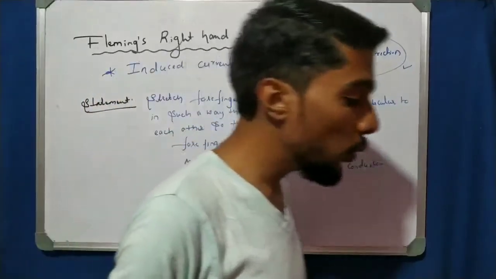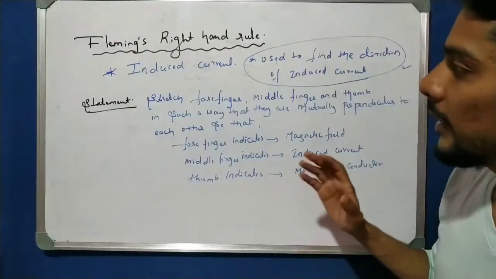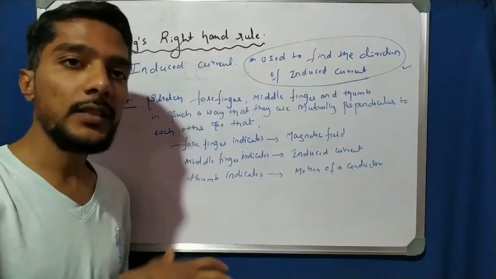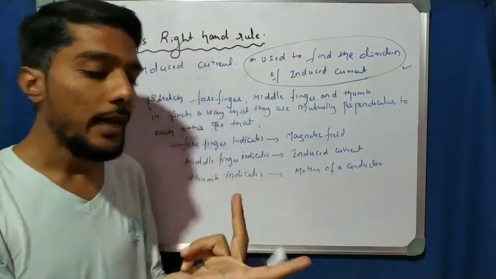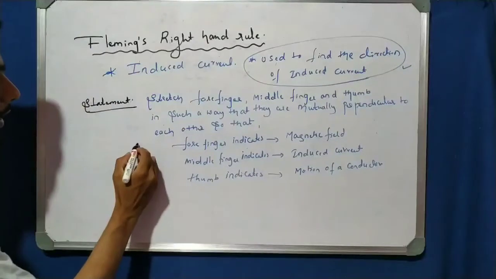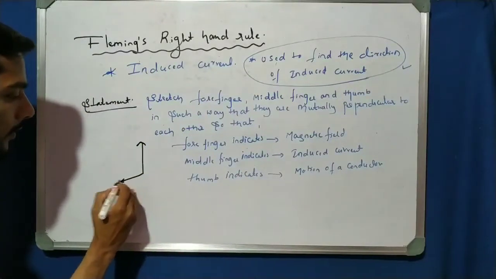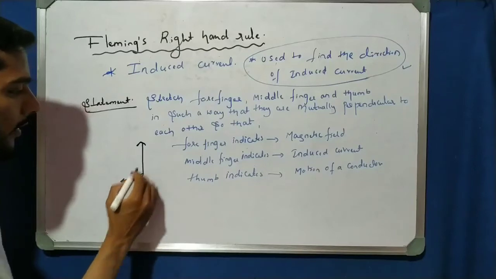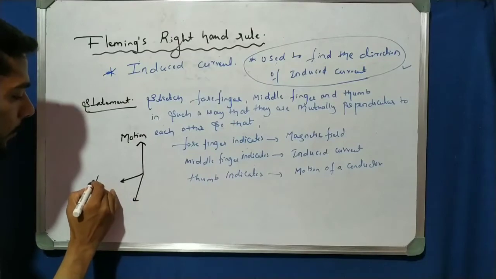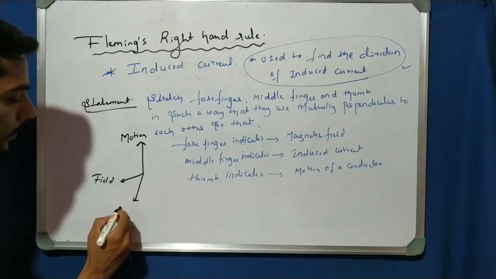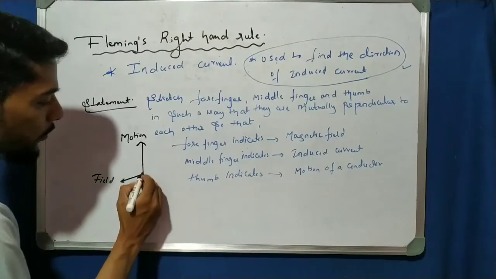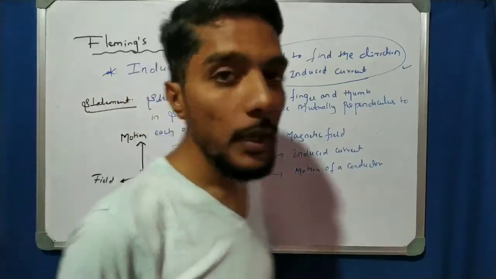So it is simple, there is no difficulty here. This simple statement is called the Fleming's right hand rule. So we use again three fingers, thumb, forefinger and middle finger, and they must be mutually perpendicular to each other. If I draw the diagram, this is the thumb, this is the forefinger, and this is the middle finger. The thumb indicates the motion, the forefinger the field, and the middle finger the induced current. All are 90 degrees to each other, mutually perpendicular.